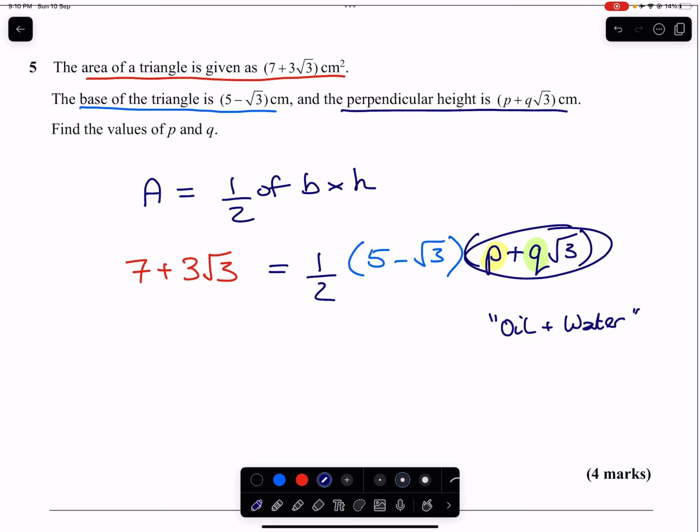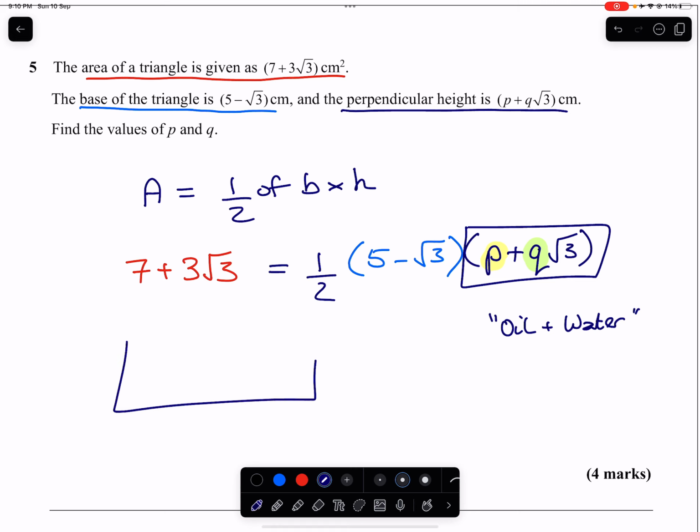Now, no matter what p and q are, you cannot mix these two things together, hence the oil and water part. So the idea is that if you actually get this on its own, what will be on the other side of the equal sign will also be a situation where you have oil and water. And then you can equate the p's to the number parts and the q's to the surd parts. So I'll show you what I mean by that.